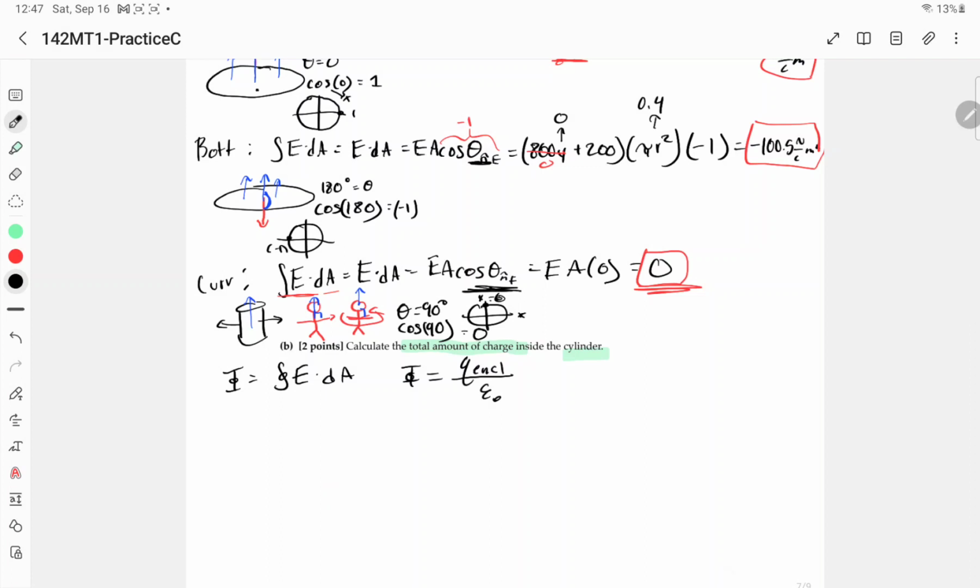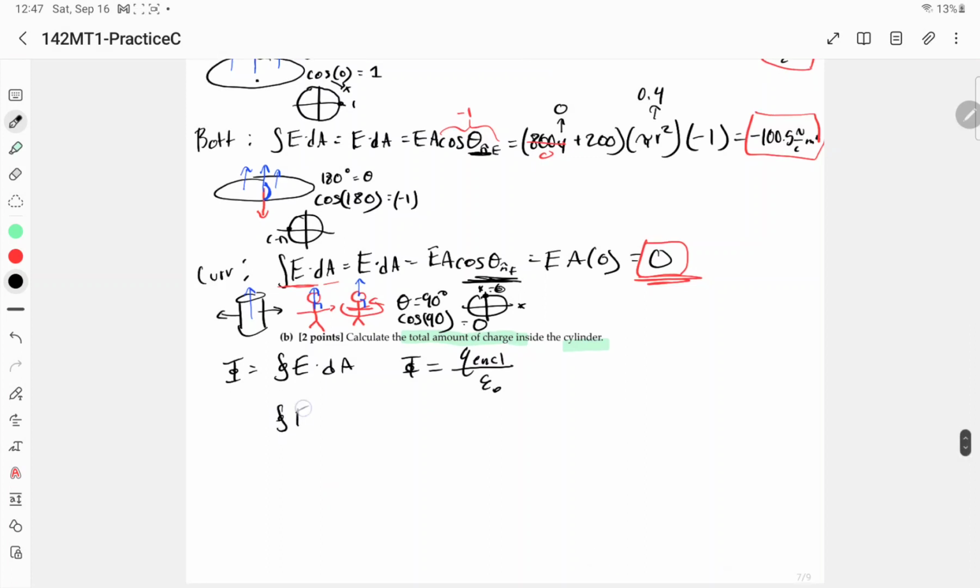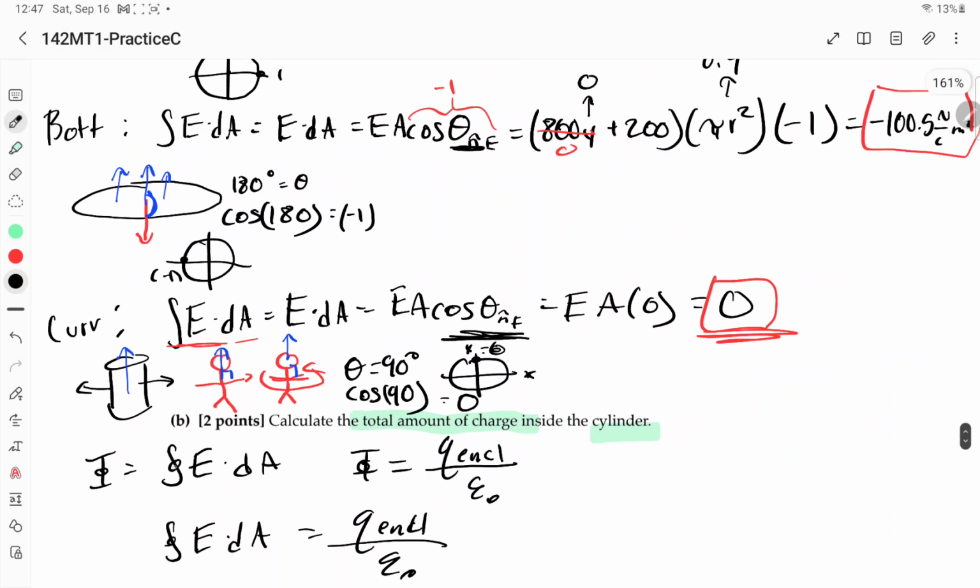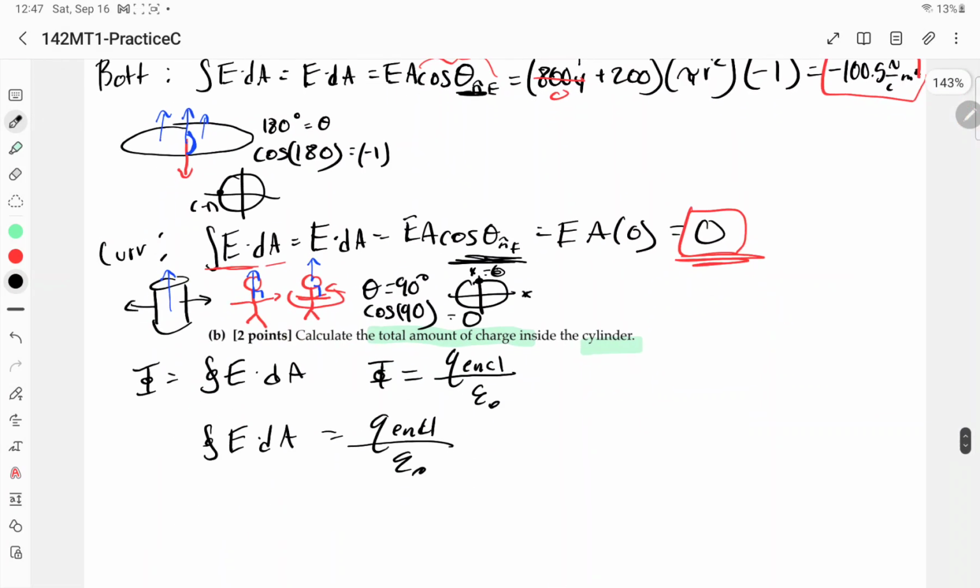And because they're the same thing, you could also just say, hey, E·dA is equal to Q enclosed over epsilon naught. So if you could solve for one, you could solve for the other, because they're equal. You could set them equal to each other. Now this little circle thing, remember, it's taking into consideration each entire surface.